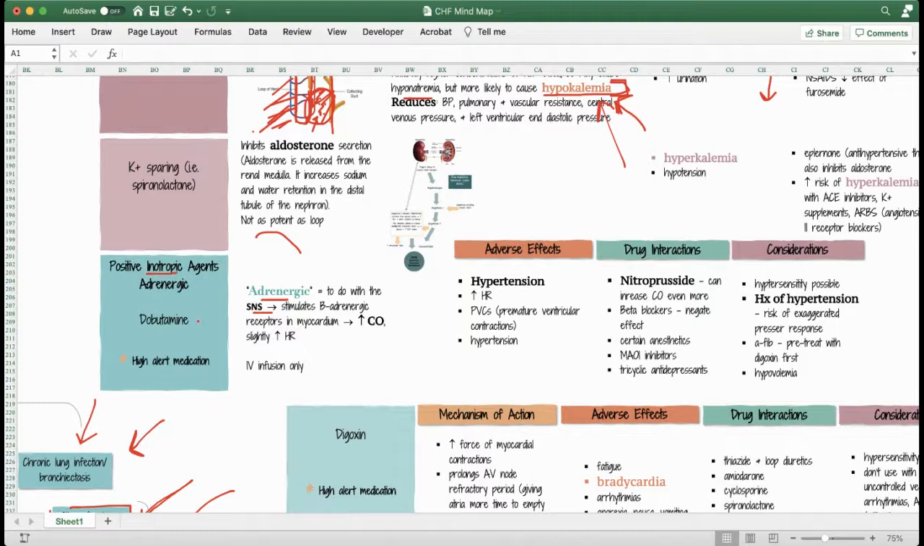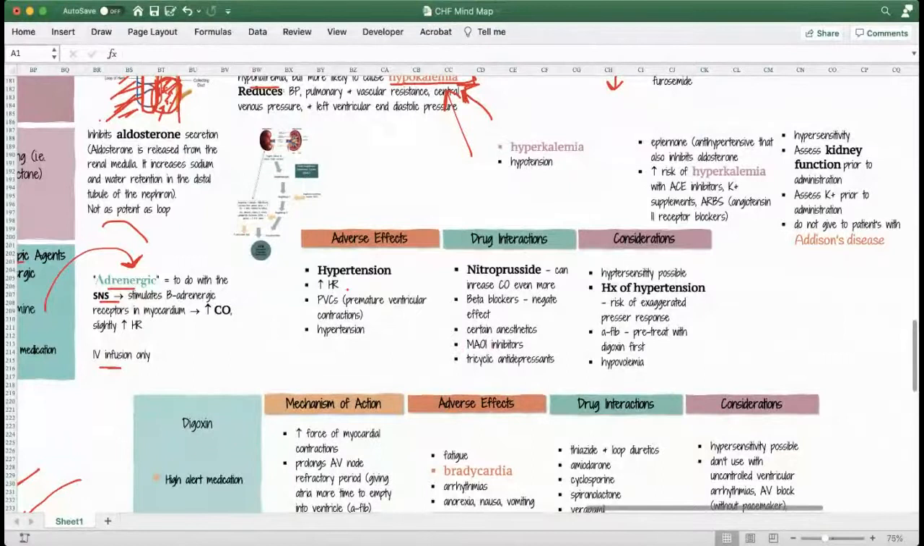It's playing with this system and increasing it so that you have a much stronger heart contraction. More blood is coming out, your cardiac output increases. Only give this as IV in hospital. We want to watch for rebound hypertension. Don't give it with something else that can increase your cardiac output too much.